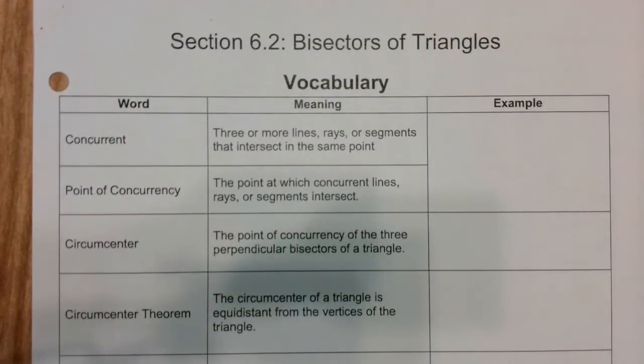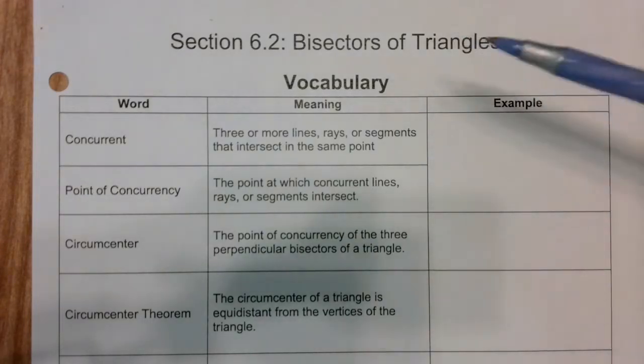Section 6.2, bisectors of triangles. So section 6.2 has a lot of vocab that you've probably never heard before, other than perhaps the first one.